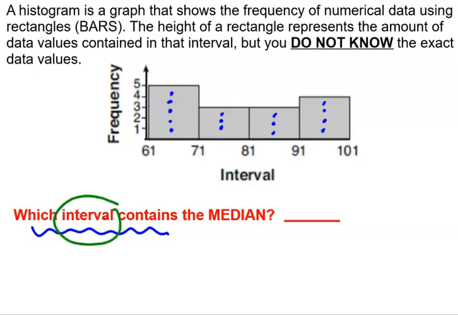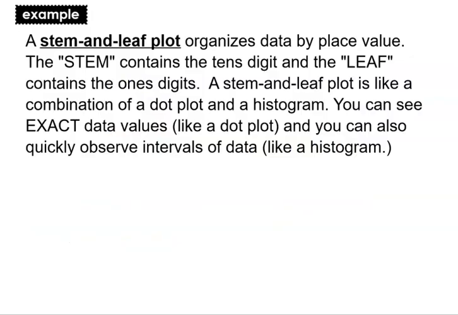Since I'm asking for a section of the graph where the middle data point would lie, we could still use that same strategy of crossing off numbers from the lower end and numbers from the higher end, like this. And as I cross them off, equally 1 from each side of the data as I move, I'll notice that the last point is located here. So that means that the middle value, whatever it is, is in the interval from 71 to 81.